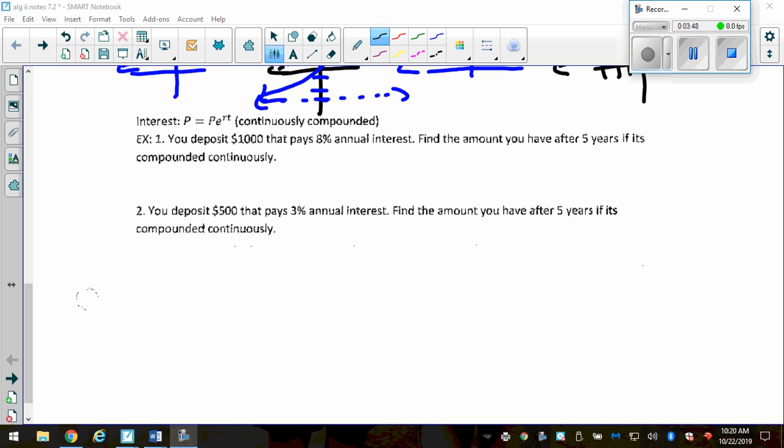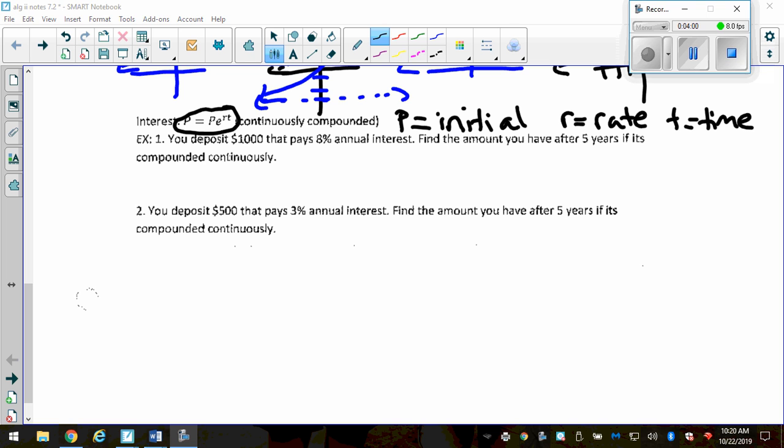So most of the time when we're compounding things, we compound it continuously now. And so I made this PERT, so you'd remember PE to the RT. So P is your initial amount, R is your rate, and T is your time. And the hard part usually is plugging this in the calculator. So if we deposit $1,000 and the rate is 8, so we'd be at 0.08, in 5 years. You just type that into your calculator and we'll see what we get.